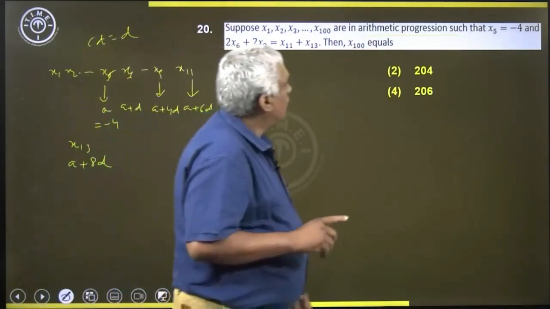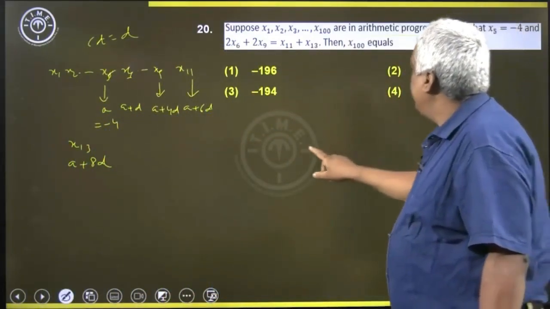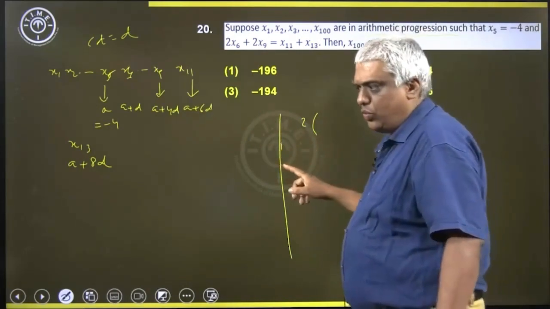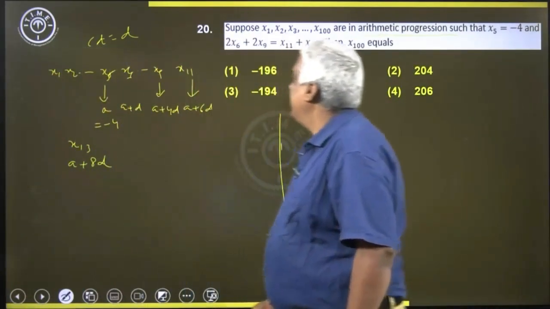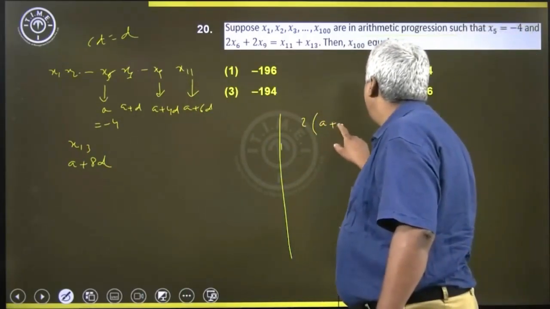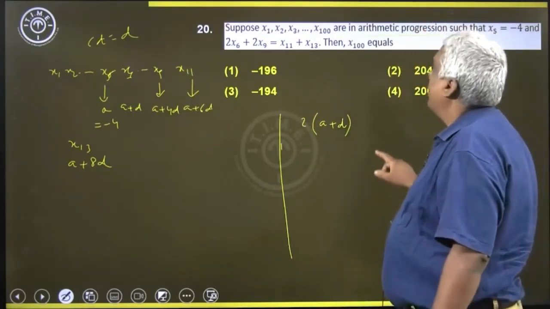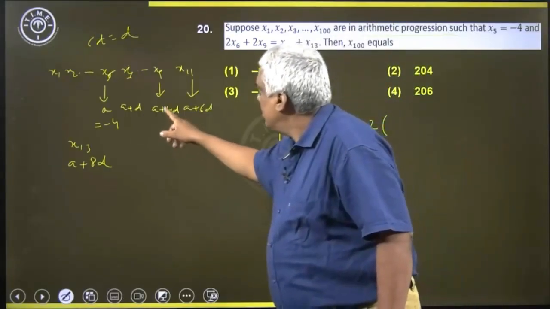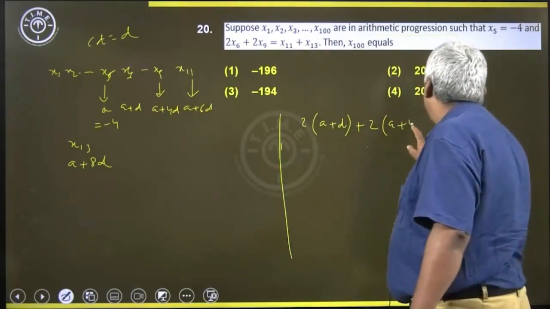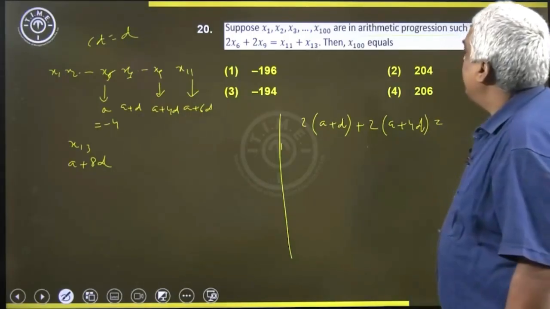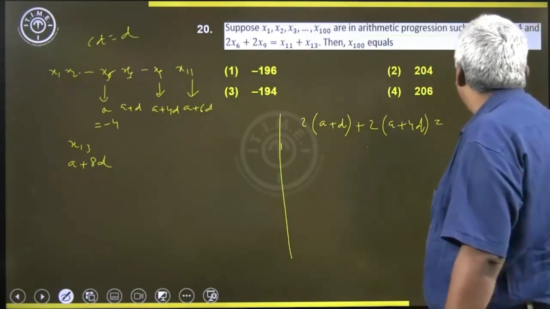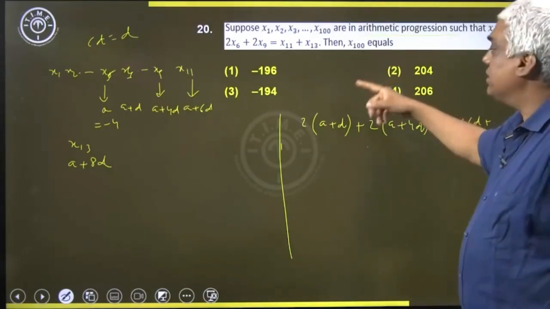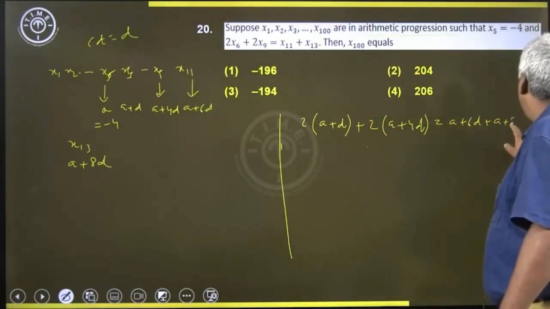Now we are given that 2 times x6, so 2 times x6 is 2 times (A plus D), plus 2 times x9, and x9 is A plus 4D, and that is equal to x11 plus x13. x11 is A plus 6D plus x13 is A plus 8D, right?